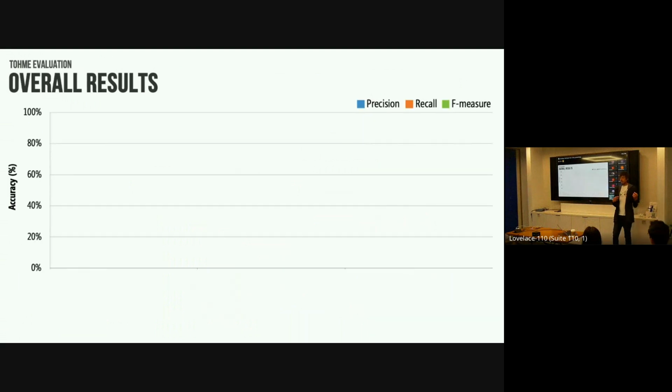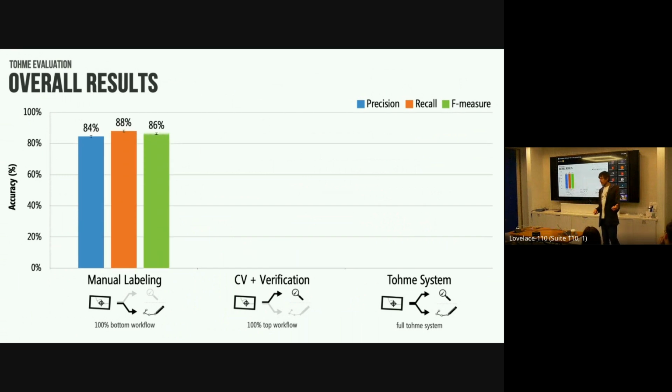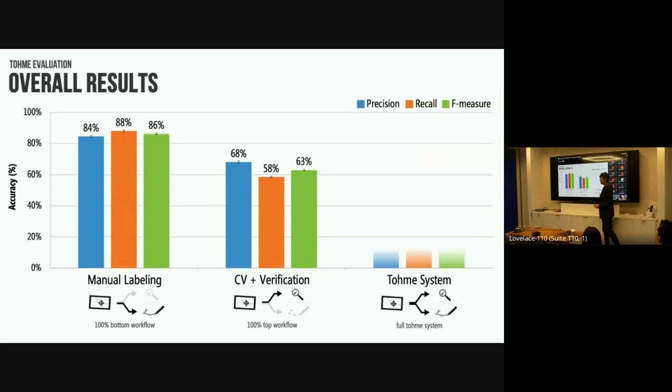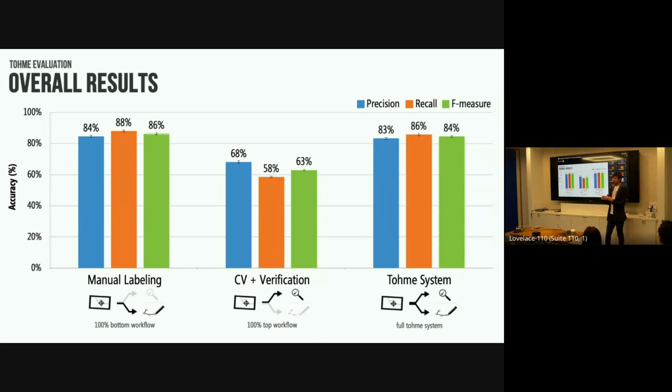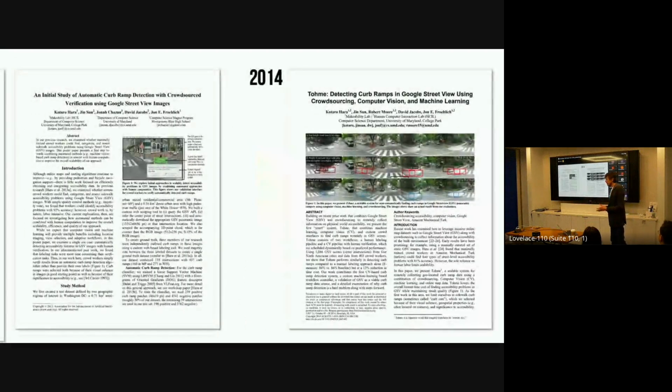Then we did some baseline comparisons where we had manual labeling only. We had CV versus CV and verification, which is just the top workflow. And we got a drop in performance. And then we had our system, which smartly tries to combine the two. And we found that it generally performed as well as human labeling alone, but it was much faster. Right? So that was 2014.